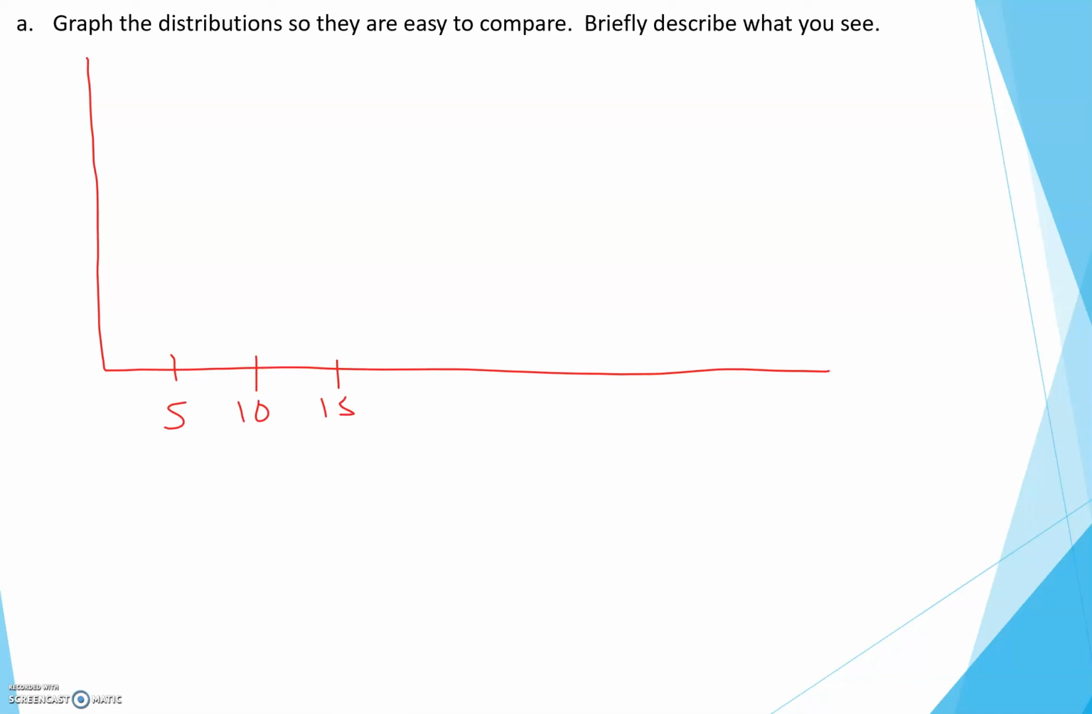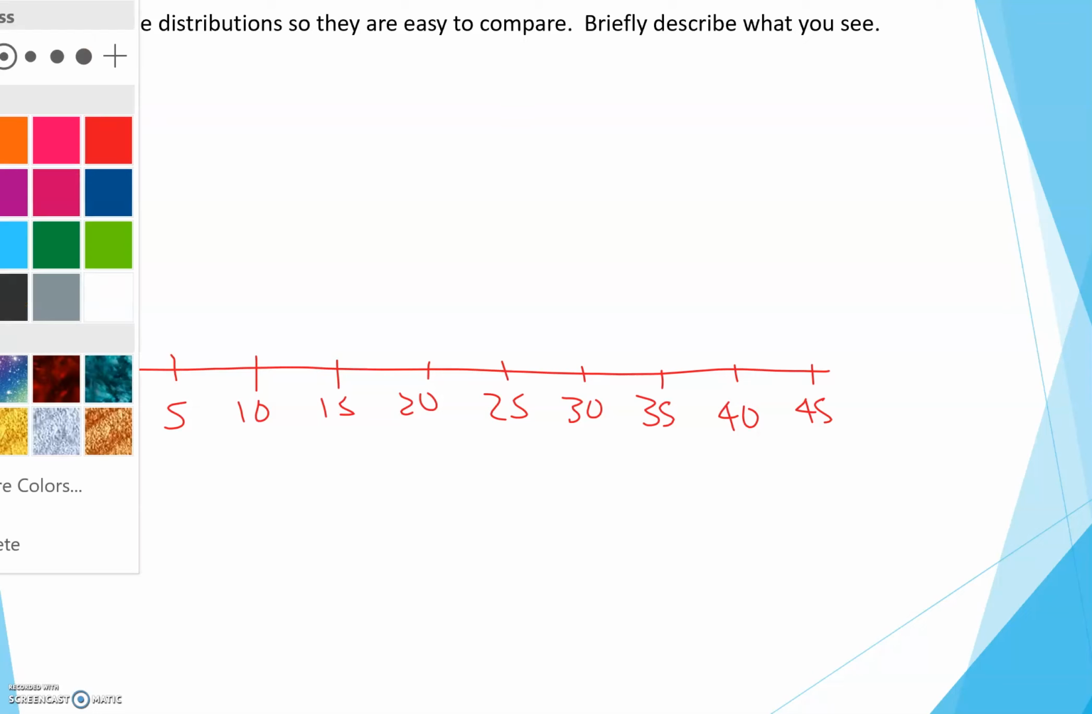Again, you can do your scale however you want. I'm just doing mine this way. 35, 40, and my highest was 43, so that's good. 45 is where I'm going to stop. And then over here, I'm going to label generic for the generic box plot, and up here at the top, I'm going to label this as name brand. Again, that doesn't matter either. And then I'm going to plot some key points that I found.